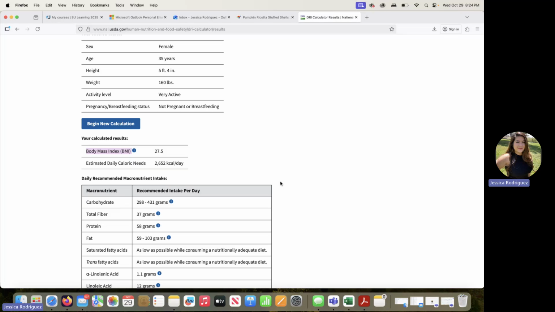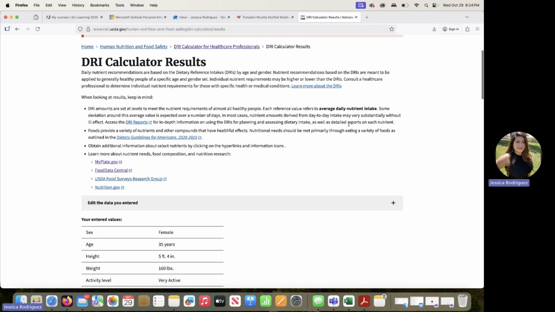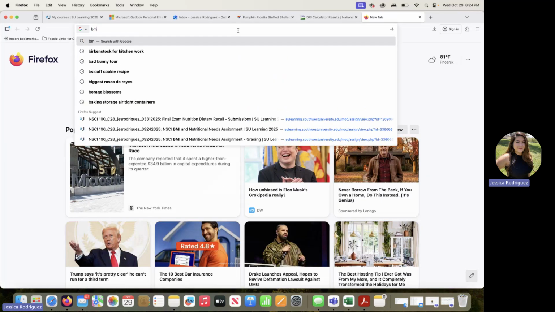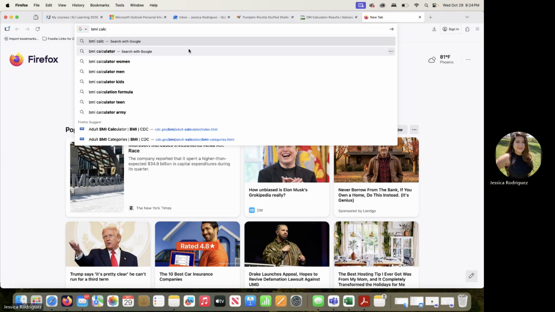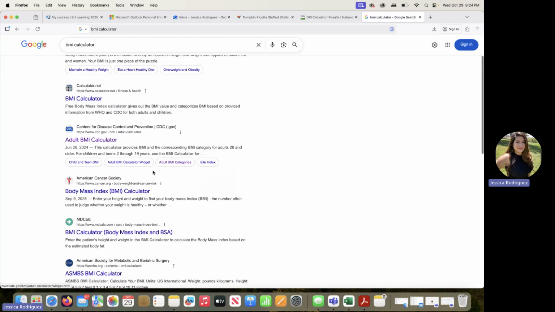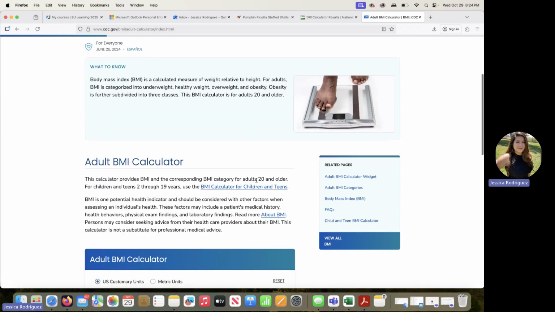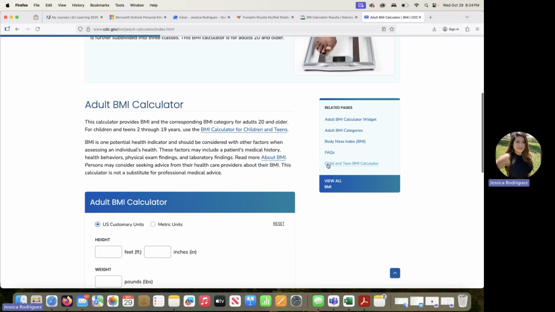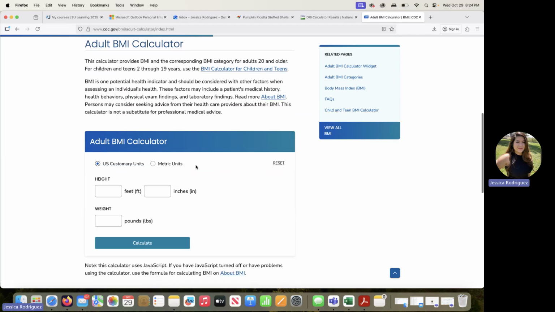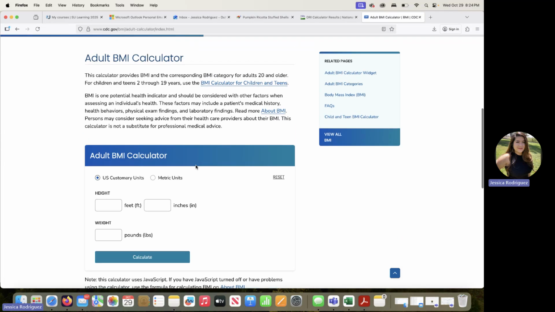There is an online BMI calculator. I can go ahead and look that up for you guys real quick. Let me put BMI calculator, by the USDA, that is the one that I shared with you guys. Here it is, adult BMI calculator. They do have one for children, you can see it here. It has a child and teen BMI calculator, but the one that I sent over for you guys was specifically for adults.